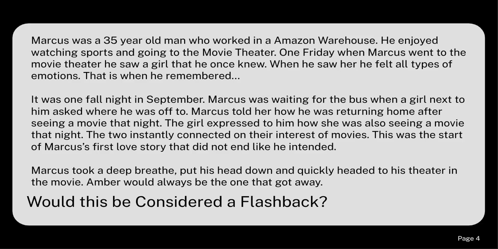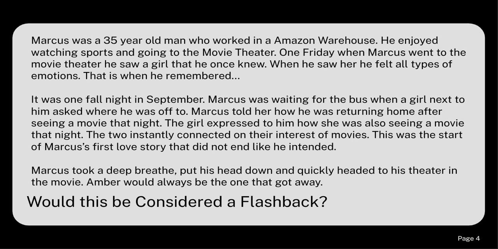It was one fall night in September. Marcus was waiting for the bus when a girl next to him asked where he was off to. Marcus told her how he was returning home after seeing a movie that night. The girl expressed to him how she was also seeing a movie that night. The two instantly connected on their interest in movies. This was the start of Marcus's first love story that did not end like he intended. Marcus took a deep breath, put his head down, and quickly headed to his theater in the movie. Amber would always be the one that got away.